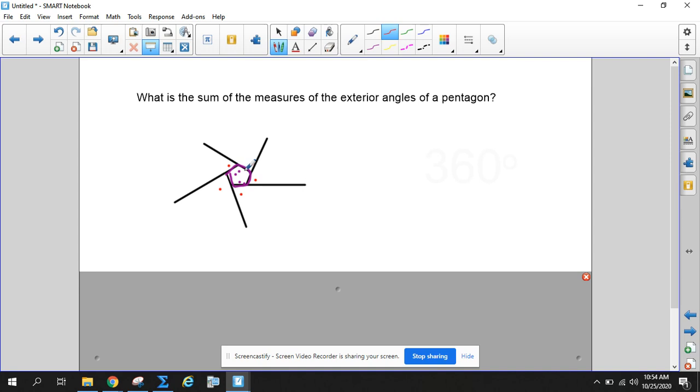One thing I know is because this is a straight line right here, that means that this interior angle and this exterior angle are supplementary. They need to add up to 180 degrees.